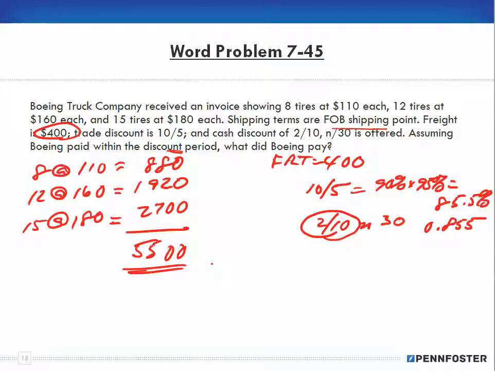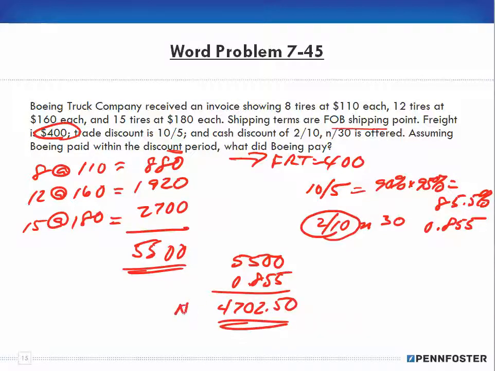Since we don't take discounts on freight, I'm not concerned with the freight at this moment. But I do take my chain discount, because I have to take my chain discount before I take my terms discount. So I take 5,500 times the 0.855, and that means my net price is $4,702.50. Okay, so that's my net price.